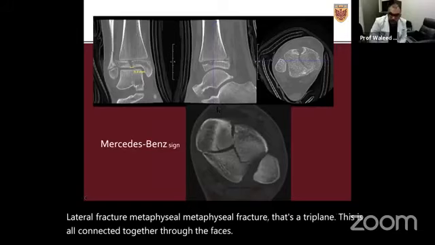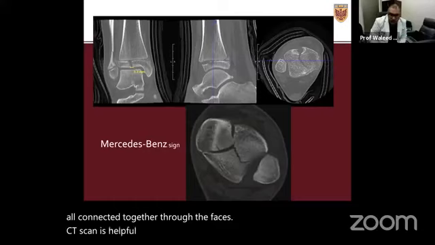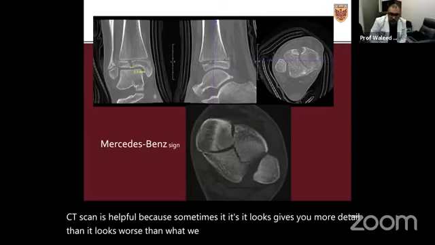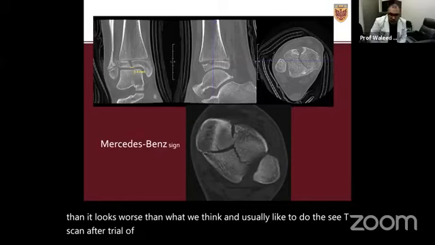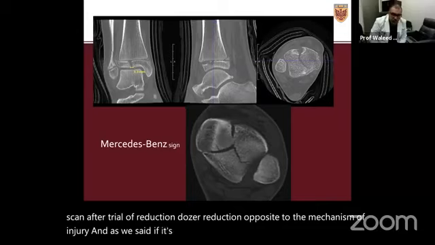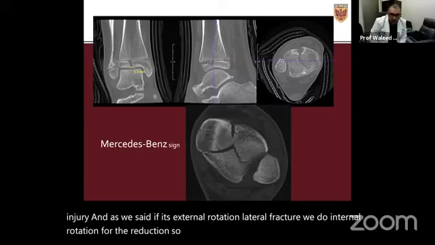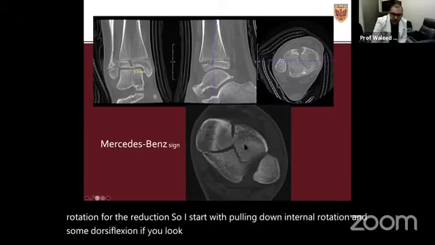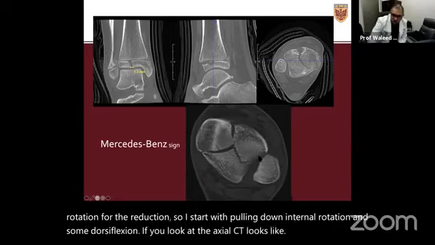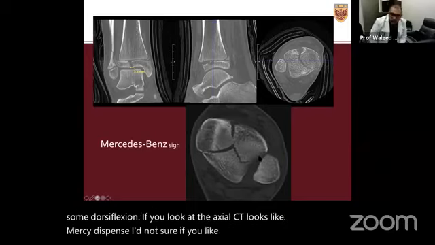CT scan is helpful because sometimes it gives you more detail and it looks worse than what we think. And usually I like to do the CT scan after a trial of reduction. We do the reduction opposite to the mechanism of injury. And as we said, if it's external rotation, lateral fracture, we do internal rotation for the reduction. So I start with pulling down, internal rotation, and some dorsiflexion. If you look at the axial CT, it looks like a Mercedes-Benz sign. Not sure if you like Mercedes or BMW, but the Mercedes-Benz sign is very common around the ankle.